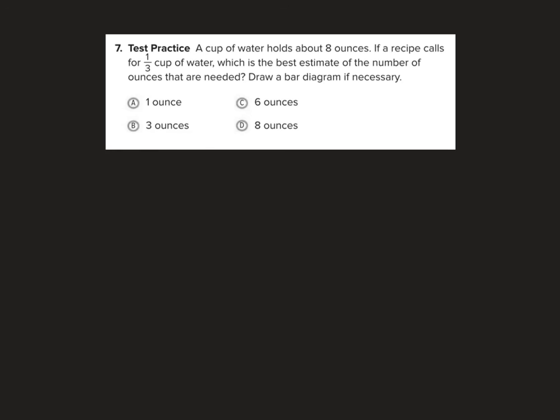Okay, test practice. Here we go. A cup of water holds about 8 ounces. Okay, 1 cup equals 8 ounces. If a recipe calls for 1/3 cup of water, what is the best estimate for the number of ounces that are needed?